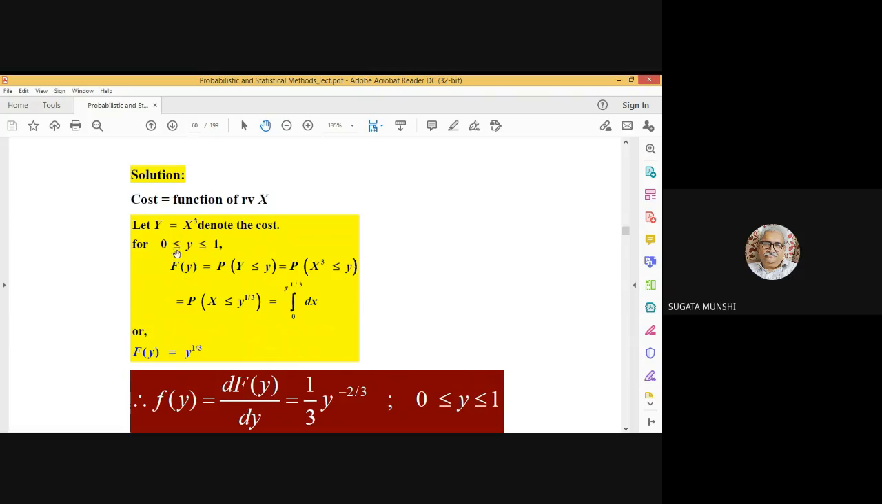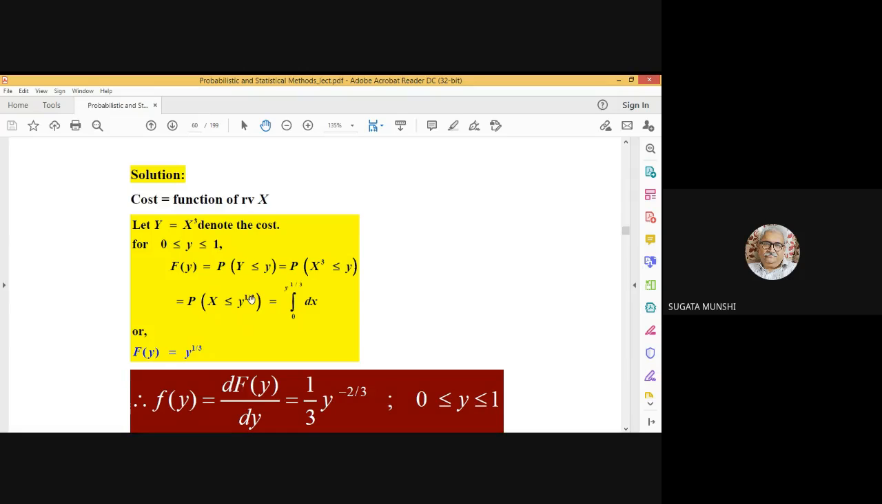For y lying in this range 0 to 1, what will be Fy? Because if y is equal to x cube, for x equal to 0 to 1, y should also lie in this range 0 to 1. So Fy, which is the cumulative distribution function of the random variable capital Y, is the probability of capital Y less than equal to small y. That means it's the probability of capital X cube less than equal to small y. It means that it is also the probability of capital X less than equal to y to the power 1 by 3, one third.